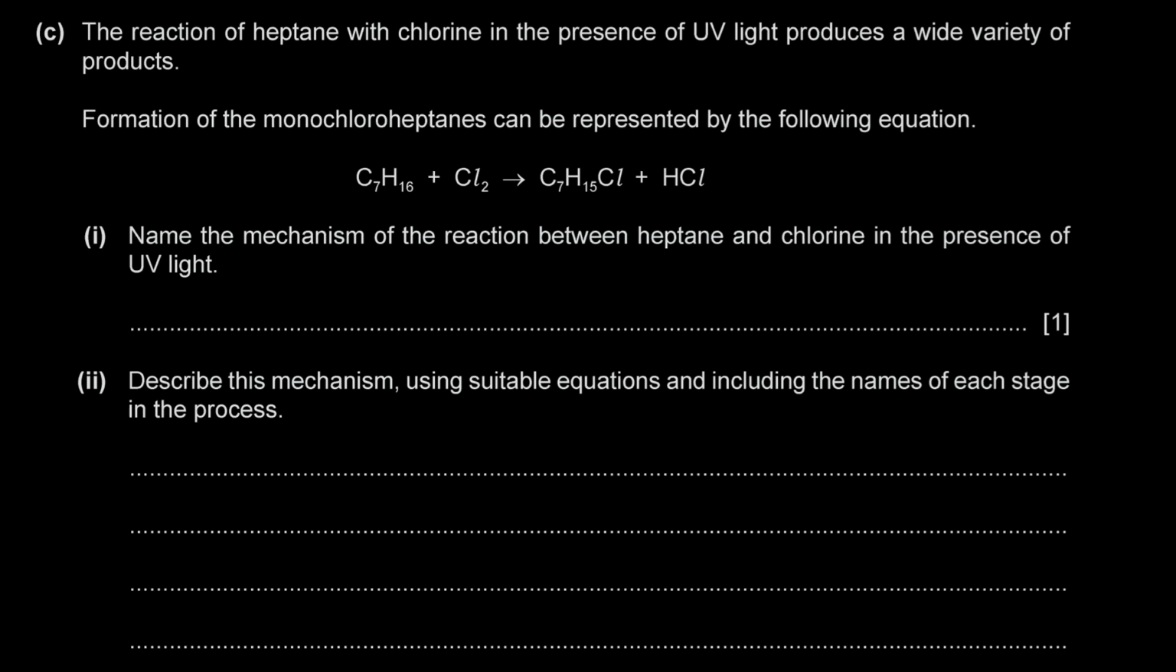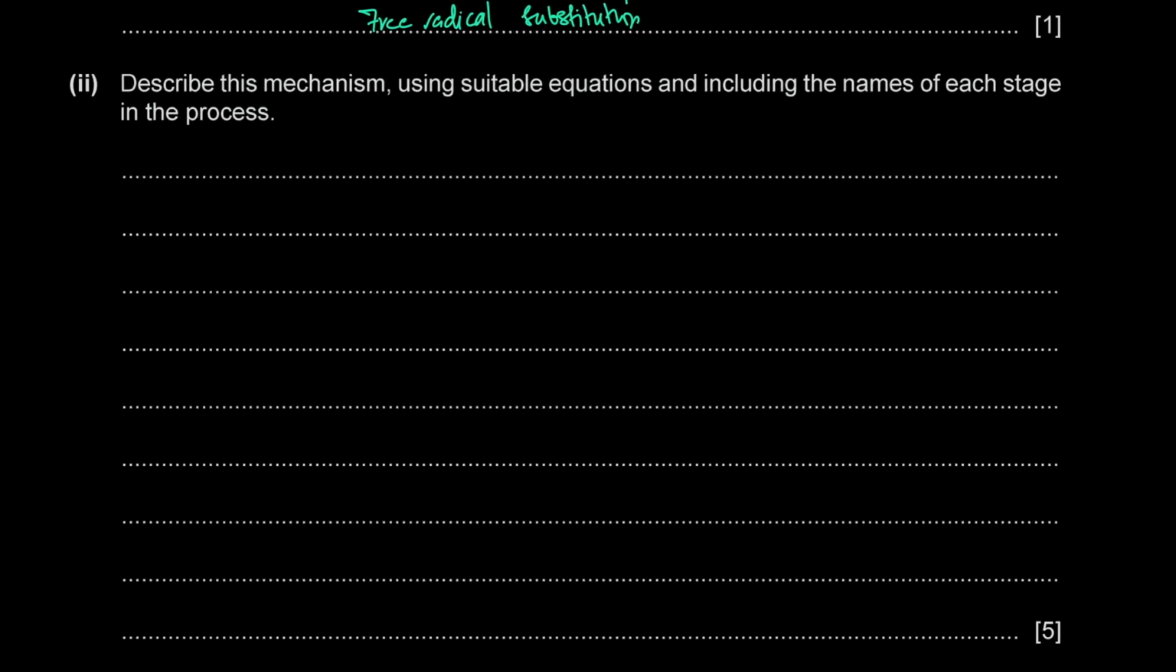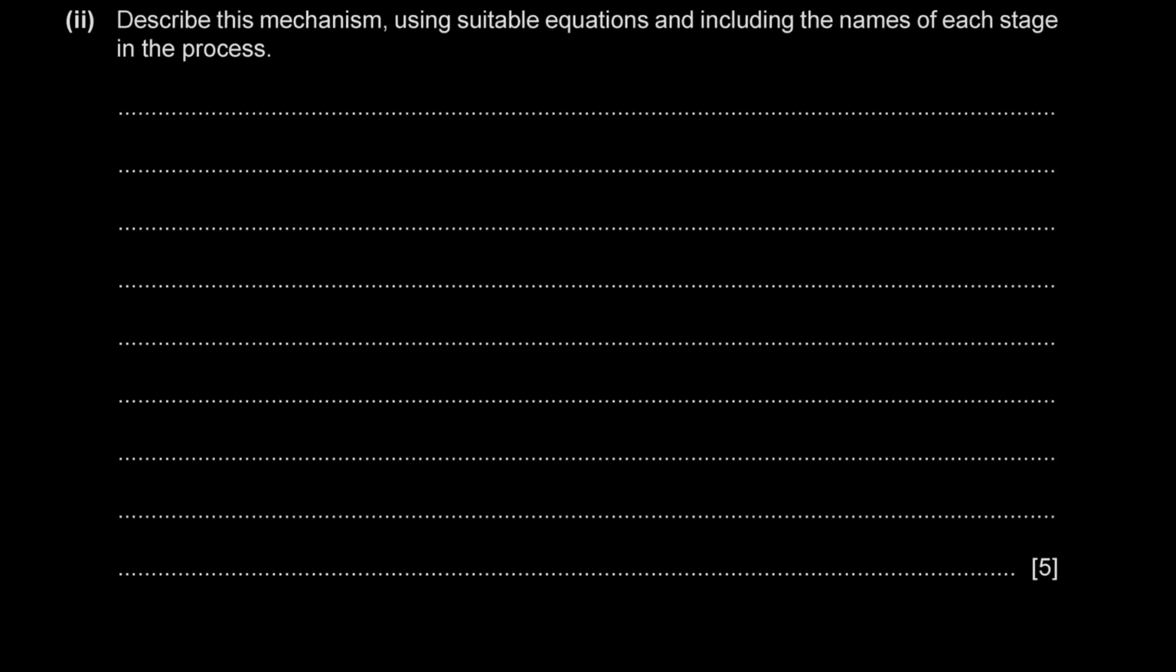The reaction of heptane with chlorine in the presence of UV light produces a wide variety of products. Formation of the monochloroheptanes can be represented by the following equation. Name the mechanism of the reaction between heptane and chlorine in the presence of UV light. The name of the mechanism by which heptane reacts with chlorine is free radical substitution. Describe this mechanism using suitable equations and including the names of each stage in the process.